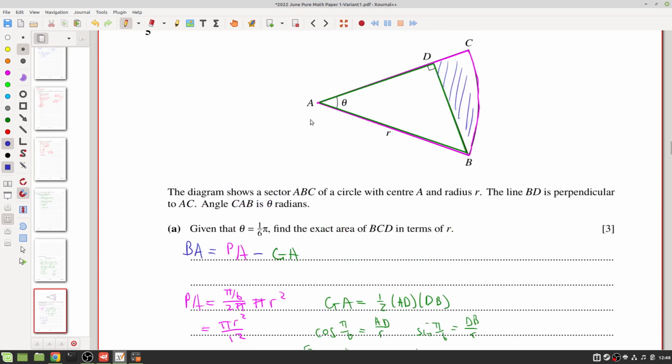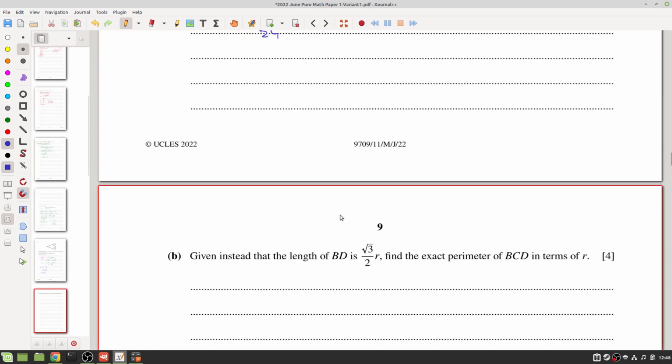The most important part is to recognize you can find the area of the sector minus the area of the triangle, and that gives you this area BDC, or BCD.